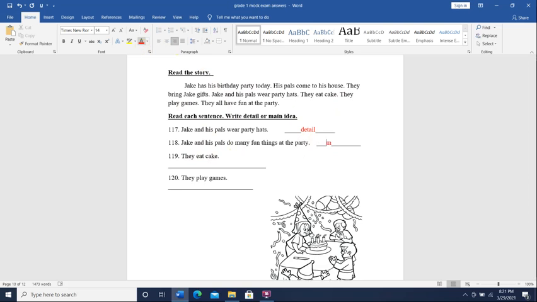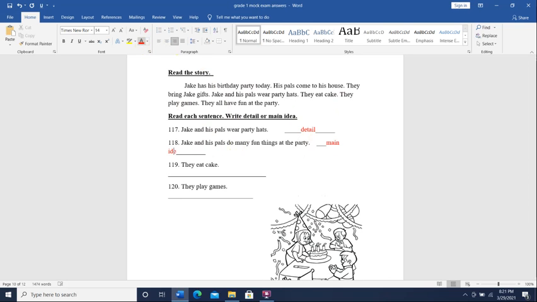Jake and his pals do many things in his party, because the whole story is about what he did, that they brought him gifts, that they came to visit, they wear party hats, they ate cake, and they played games. These are all things that he did in his party. They ate cake. Is this the whole story about this? No, this is only one thing that they did. So that is a detail.